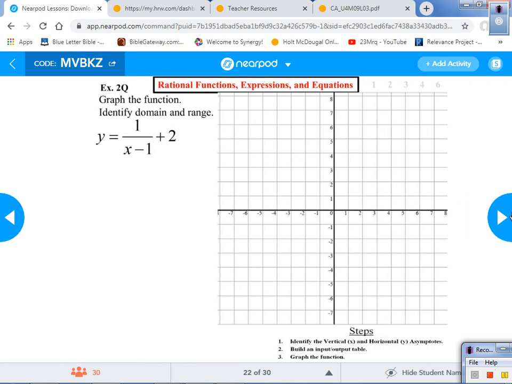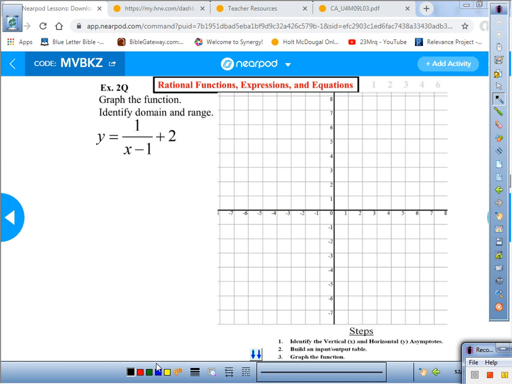Copy this one. Example 2q. Y equals 1 over x minus 1 plus 2. Okay, what's our step 1? Identify what? All right, so vertical asymptote. Tell your neighbor the vertical asymptote, please. X equals 1. That is correct. Horizontal asymptote. Y equals 2. All right, so let's graph those.